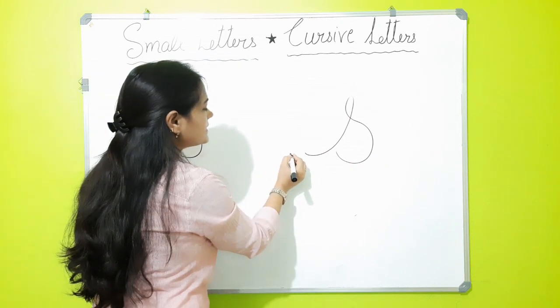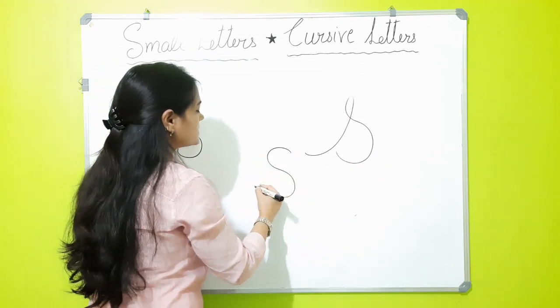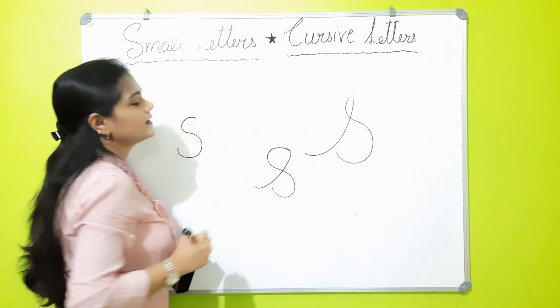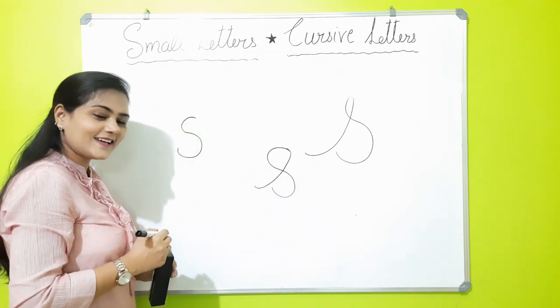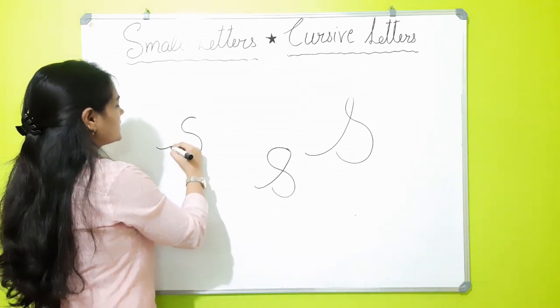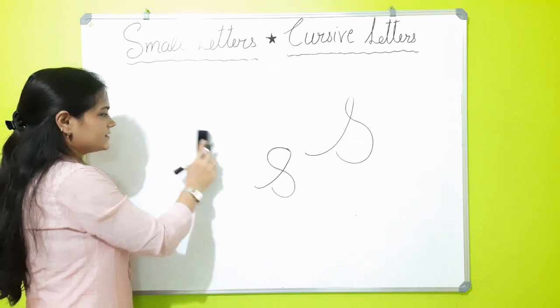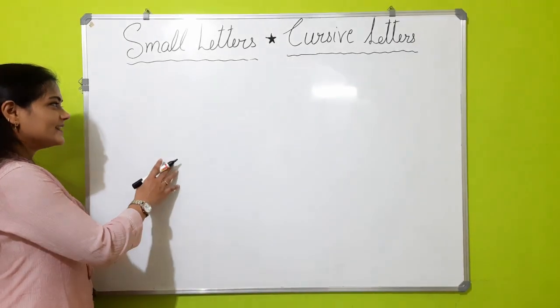Look what we did. This is your small letter S, simple letter. In this we only added a tail. Okay, isn't it easy? Yeah. If you know this letter, we can just add a loop and it becomes your cursive letter. Let's learn to write letter T.